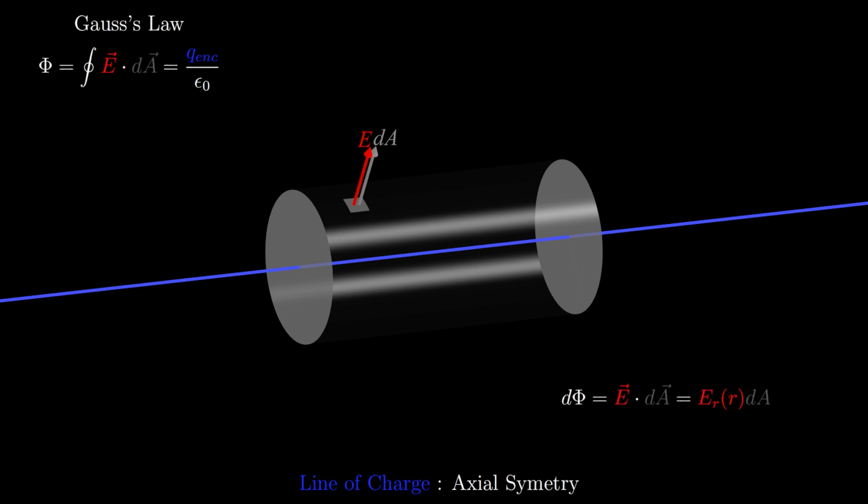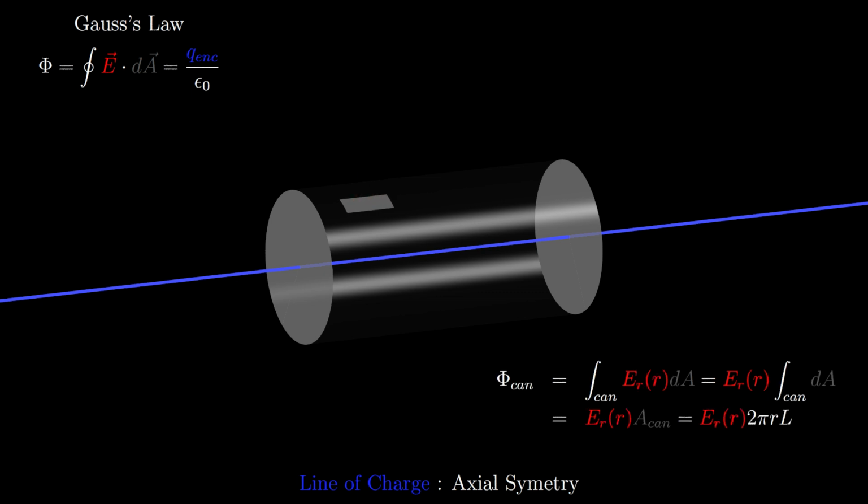Now consider a patch in the can. The electric field is parallel to the surface normal, so the contribution to the flux is fairly simple. Furthermore, since every portion of the can is the same distance from the line of charge, the radial component of the electric field is fixed.